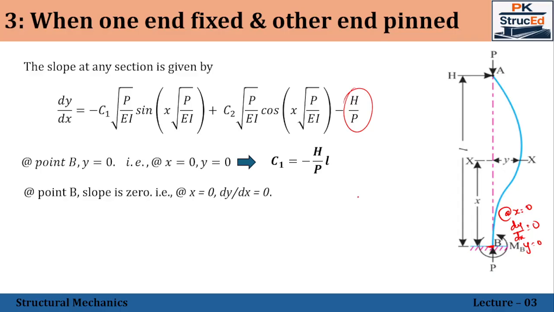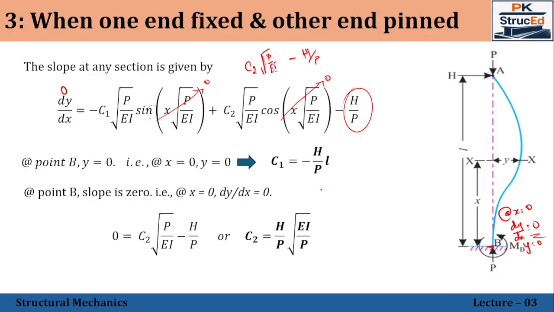Right. Now applying the second boundary condition, that is at x is equal to 0, dy by dx is equal to 0. That is, slope is equal to 0. So substituting here in this case, the left side is 0. Coming on to the right side, we have x is equal to 0, in the sense this term will become 0. The entire term will become 0 because sine of 0 is 0. Coming on to the second half, the total will be C2 into root over P by EA, because cos of 0 is 1. And the remaining thing is we have minus H by P. Okay, so that's what has been written here.